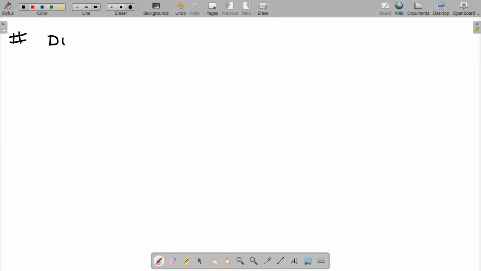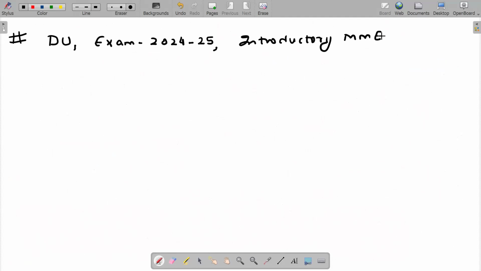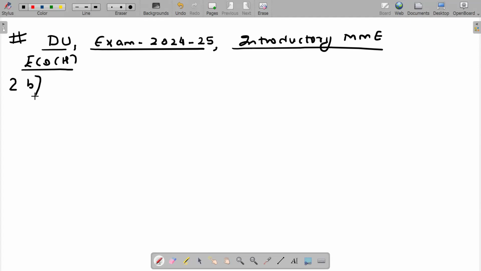I'm just writing the main heading for completeness. This is Delhi University exam 2024-25. Name of the course is Introductory Mathematical Methods for Economics. This course is recommended for all those students who are pursuing BA Honors Economics from University of Delhi. So let's look at question 2, part B.